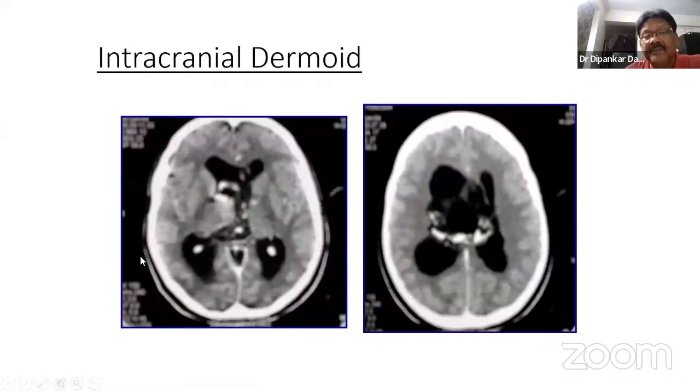This is a case of intracranial dermoid. All of you can appreciate it because there is a mixture of tissues. You can see calcific components. This is a CT scan. So these are calcific components. This is the ventricle, a little dilated.